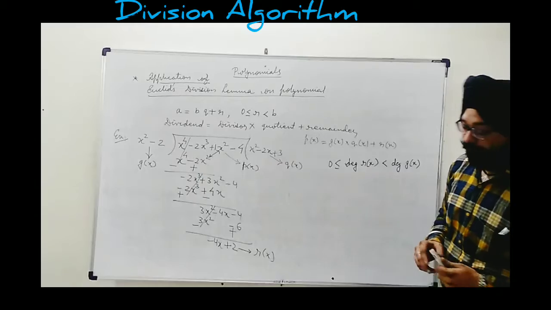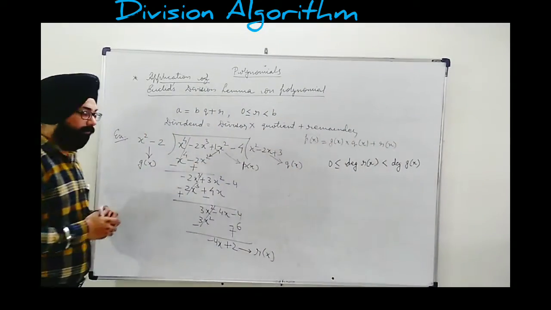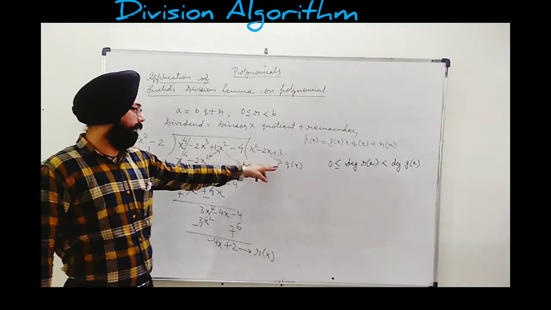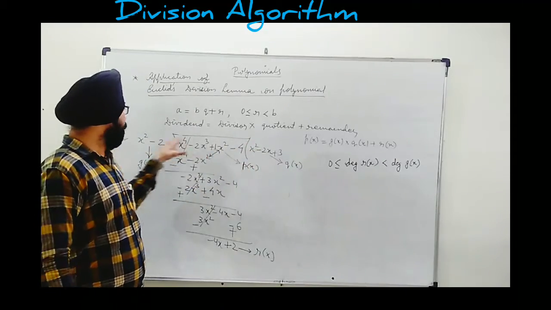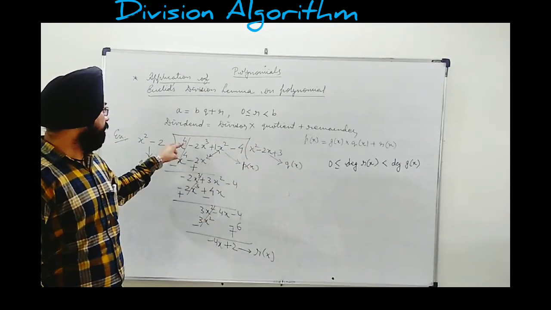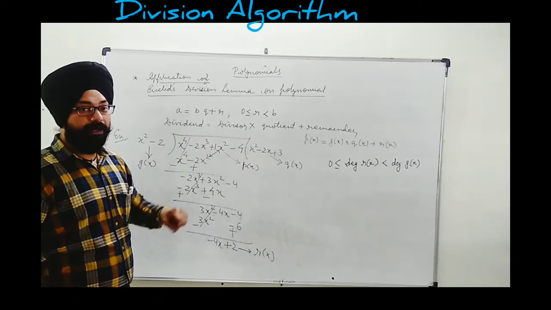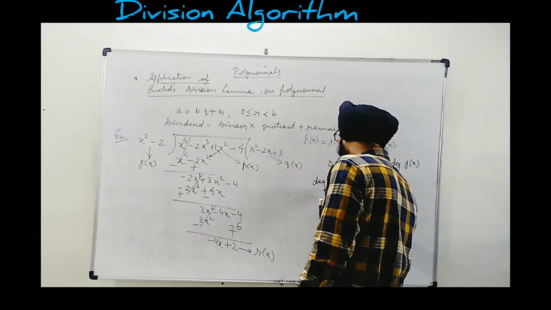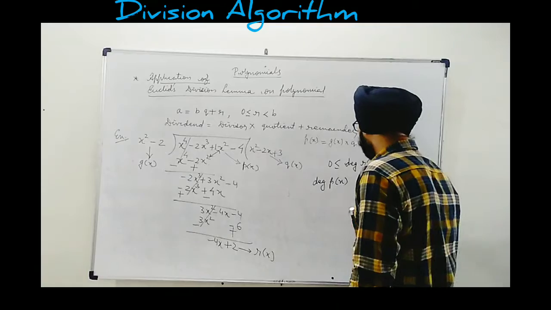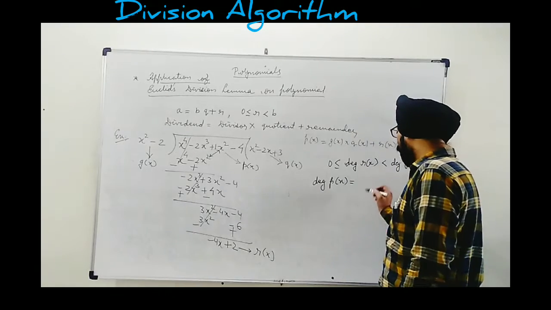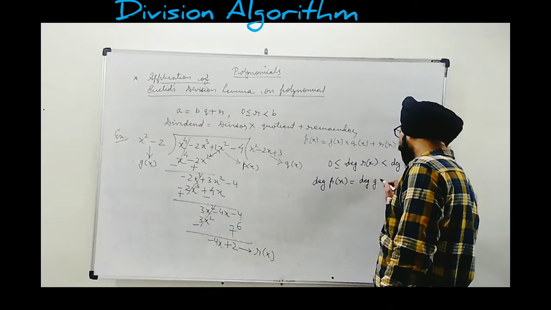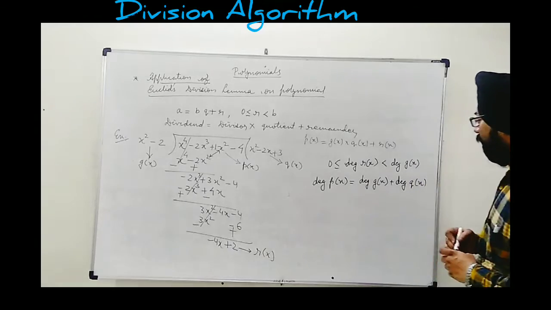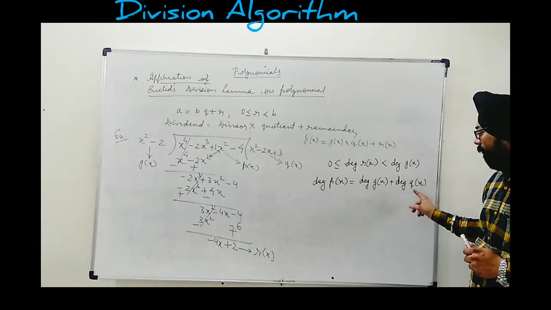One more observation. Now I ask about one equation: what is the degree of g(x), the divisor? It is 2. We go to the quotient. What is the degree of the quotient? It is 2. Add these two: 2 and 2 become 4, which is equal to the degree of the dividend. So one more statement, a conclusion: the degree of the dividend, meaning the degree of p(x), is always equal to the sum of the degree of g(x) and the degree of q(x), the quotient.